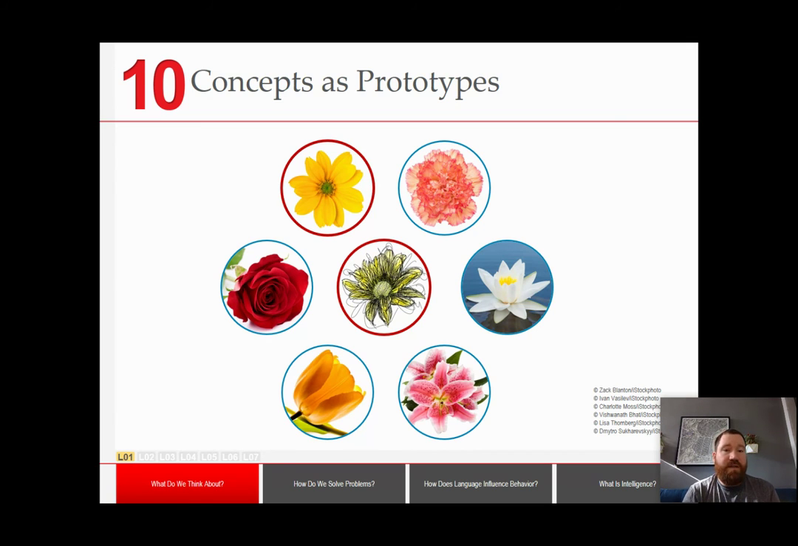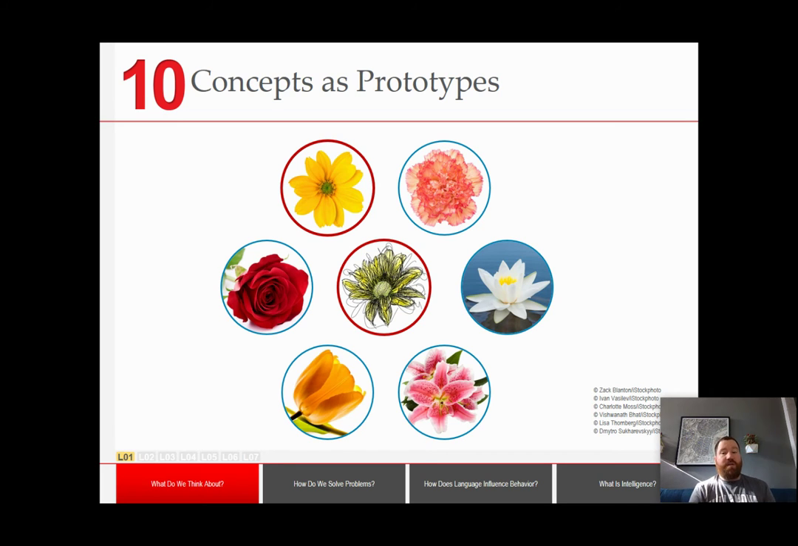This prototype approach allows us to differentiate between really good examples of an object or a concept and really bad examples, right? We can think of the ideal version, or what we would call the prototype or exemplar, instead of more ambiguous ones like that water lily.